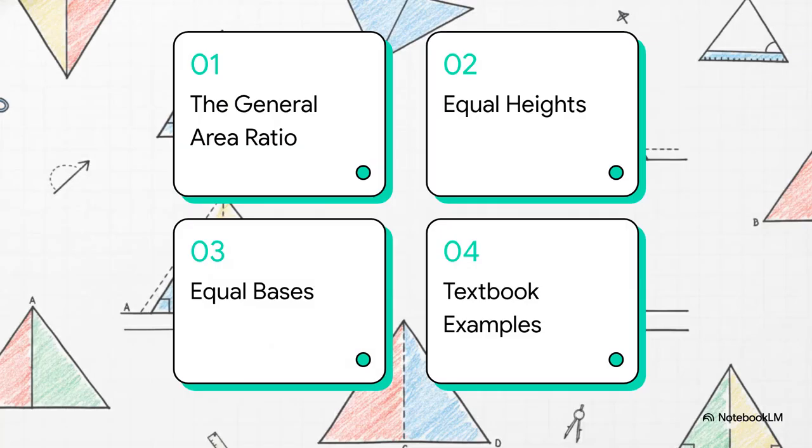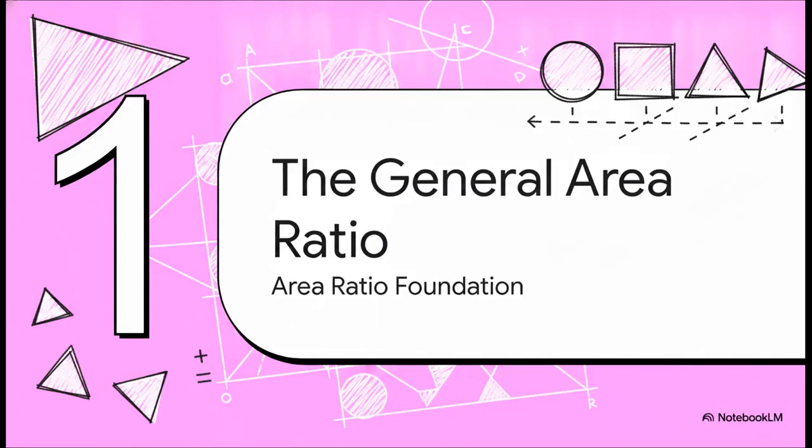Hello, students, and welcome to today's Explainer. We've got a fantastic lesson ahead. Today, our agenda covers: 1. The general area ratio, 2. Triangles with equal heights, 3. Triangles with equal bases, and finally, 4. Solving textbook examples together. Let's jump right in.